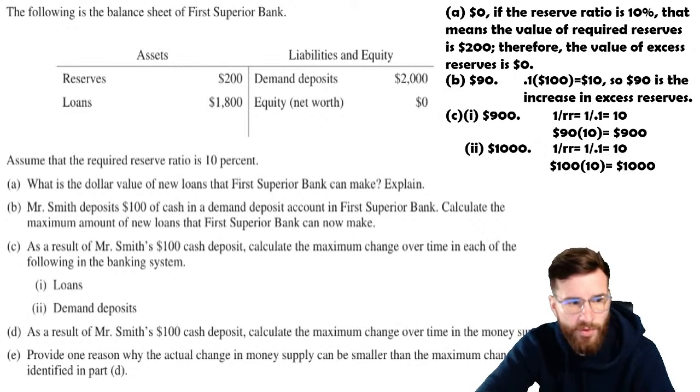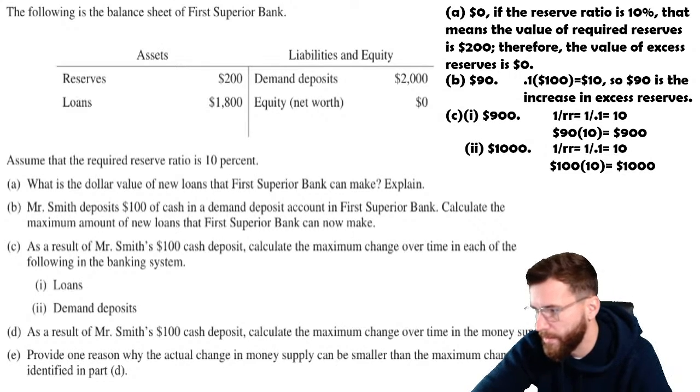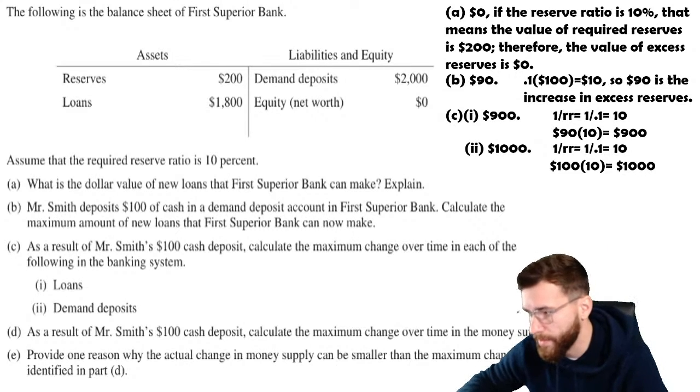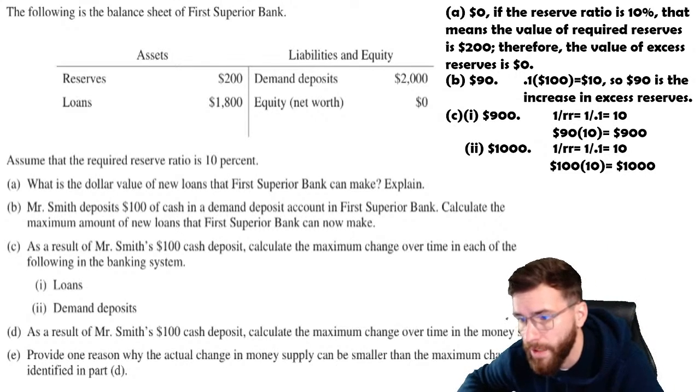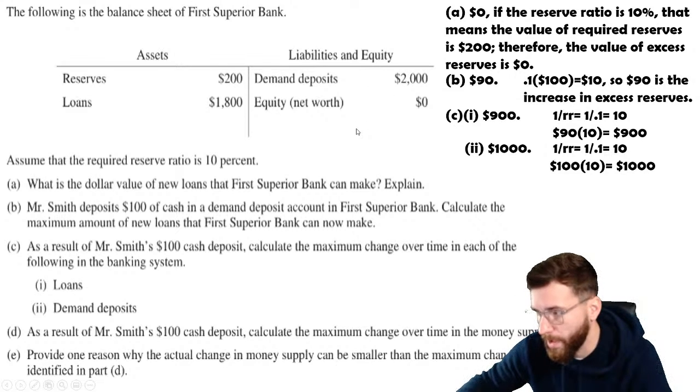D says, as a result of Mr. Smith's $100 cash deposit, calculate the maximum change in the money supply over time. So this is the exact question you guys did yesterday, right? If someone deposits money in the bank, what's going to be the change in the money supply over time? This is the one you have to be careful about, because when he took that $100 in cash, that $100 of cash was already counted in the M1 measure of money supply. This is not new money, right? So when he puts $100 in cash into his demand deposit, there was no change in the money supply.